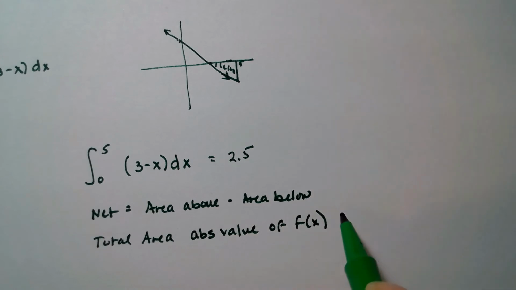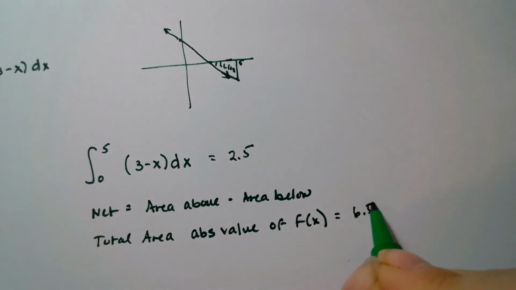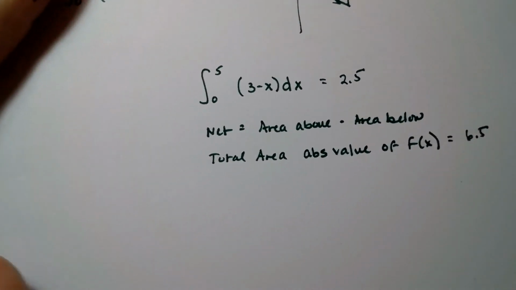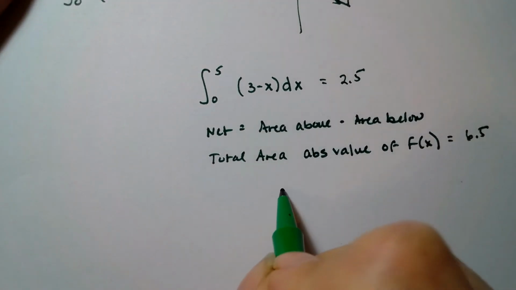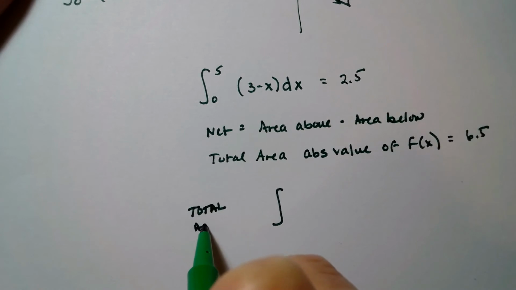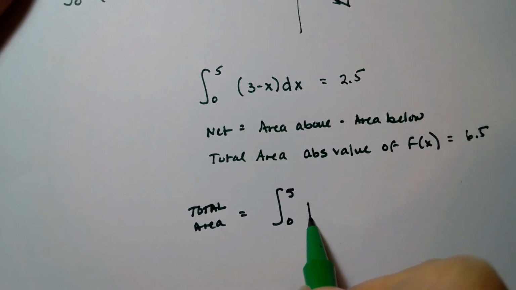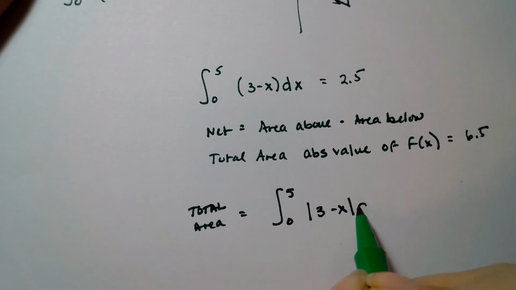Okay? And the total area there was much greater in this case. It was, what, 6.5. Now how would you write the integral for that? Easy. You would have to tell the grader, this is the integral I want, total. So I need to be specific. Total area is equal to the definite integral from 0 to 5, absolute value of 3 minus x dx.